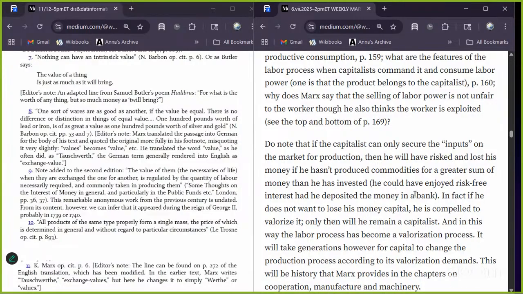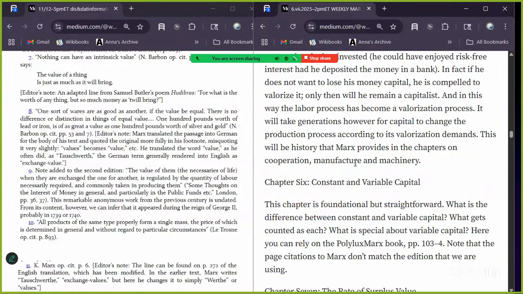It will take generations, however, for capital to change the production process according to its valorization demands. This will be history that Marx provides in those chapters on cooperation, manufacture, machinery. So Marx is getting to value, but he's only going to be able to do it when you see historical materialism sort of at work, at progress, growth, development, etc. Scale.